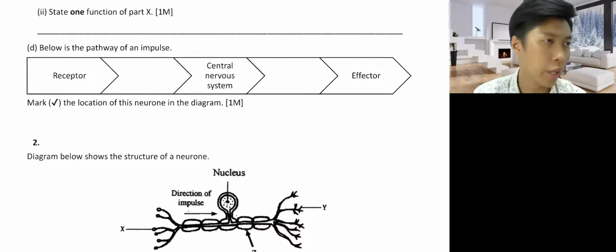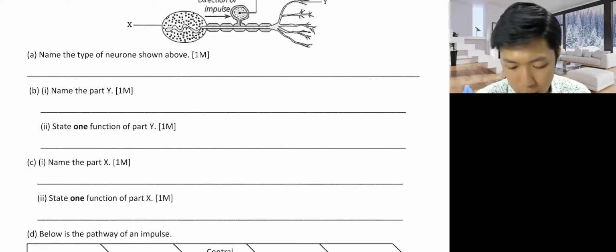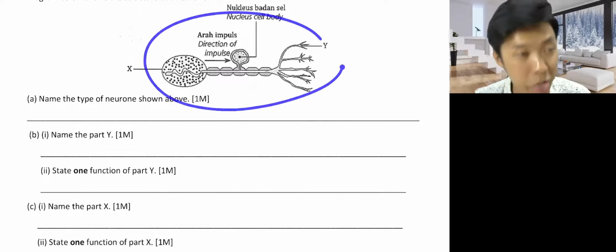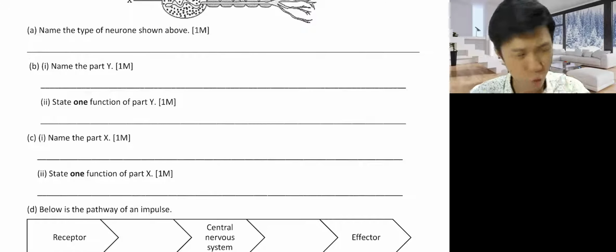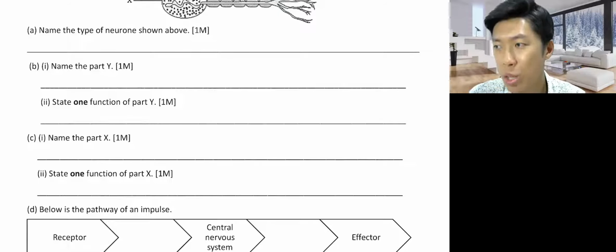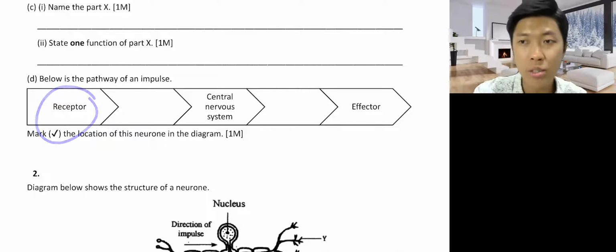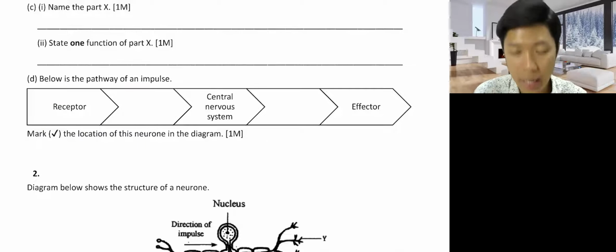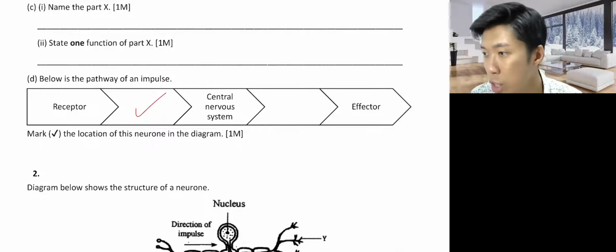Okay, let's do this. Right, question D, mark the location of this neuron in the diagram. So this neuron basically means sensory neuron. You have to mark the location. Actually not asking you to write down the names of it, so asking to mark where it is. So actually very straightforward. Remember you have 5 steps, right? The first is the receptor to help you detect stimuli, and then that's the first neuron, sensory neuron. So this is the position that it should be. So you put a tick at the second box actually.